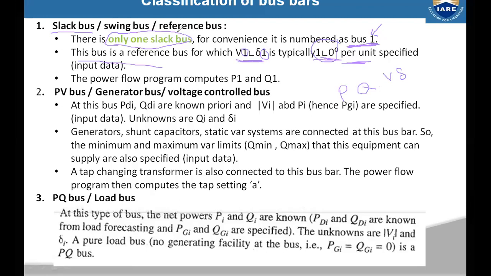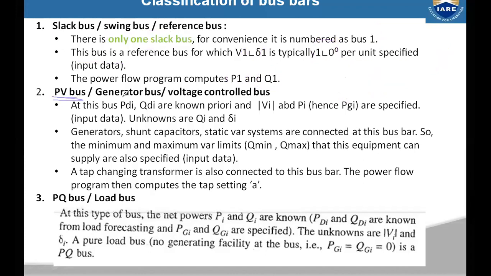That slack bus will be represented with bus number 1, and at the slack bus, the voltage V and delta are specified and equal to 1 at an angle of 0 degrees. That means magnitude of voltage V is 1 per unit, delta is 0 degrees. Then you have to calculate P1 and Q1. So P and Q you have to calculate for the slack bus, right? As the slack bus is bus number 1, P1 and Q1 you have to calculate at this bus from the power flow problem. Okay, right?